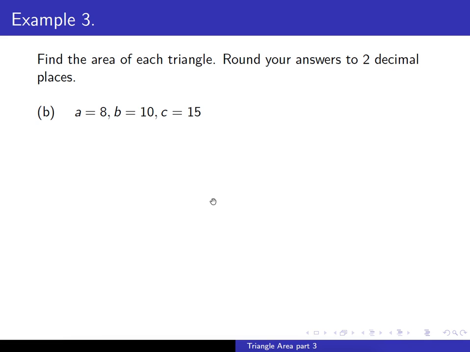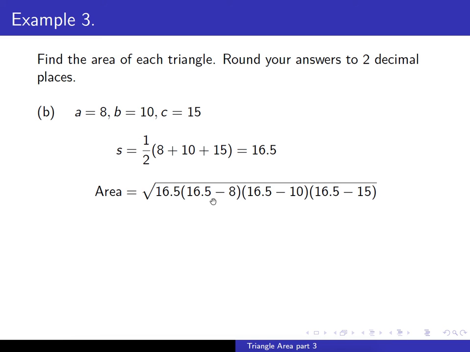One more example here, part B. Here we have 8, 10, and 15. So our semi-perimeter, half of 8 plus 10 plus 15, is 16 and a half. And then plugging those values into our formula, we get the square root of 16 and a half times 16 and a half minus 8 times 16 and a half minus 10 times 16 and a half minus 15. And just putting all that into our calculator in one step, we get an area of about 36.98 square units.